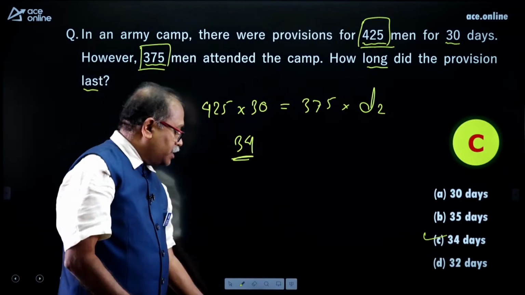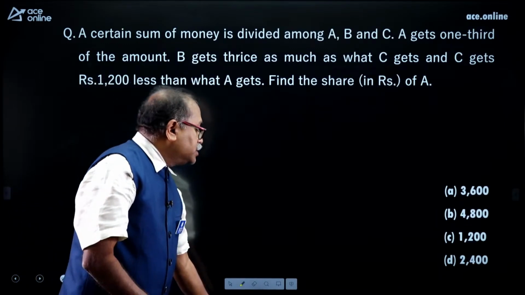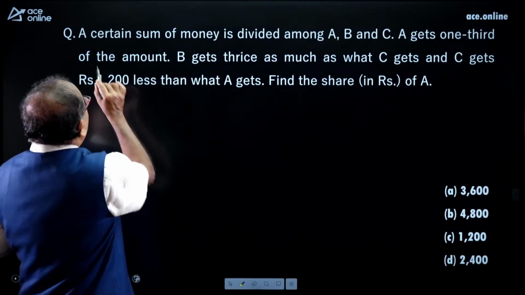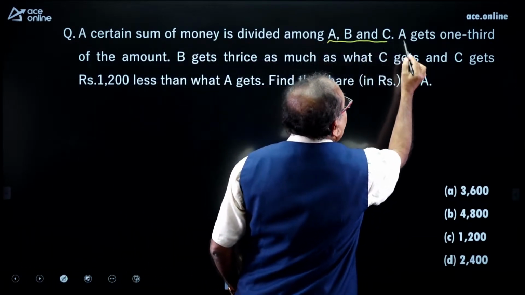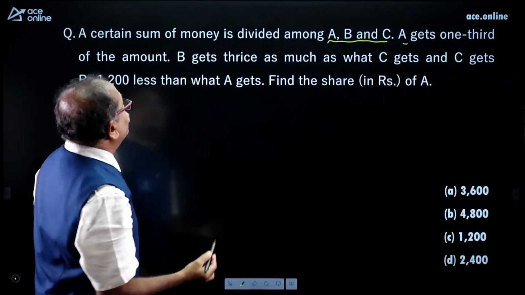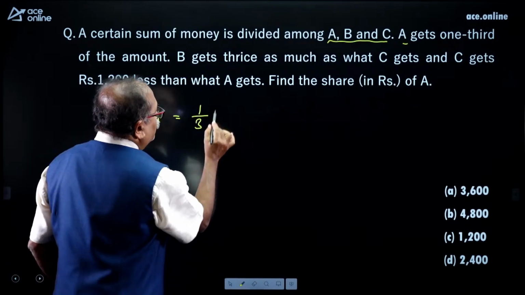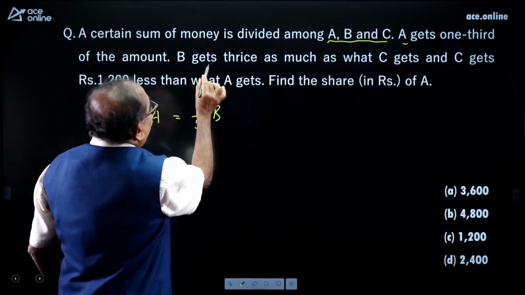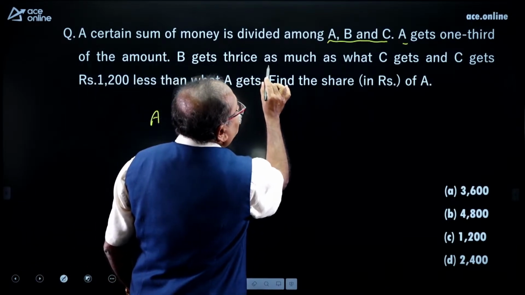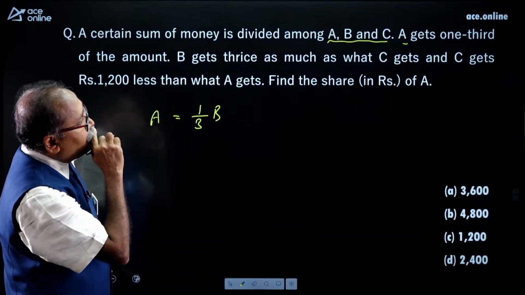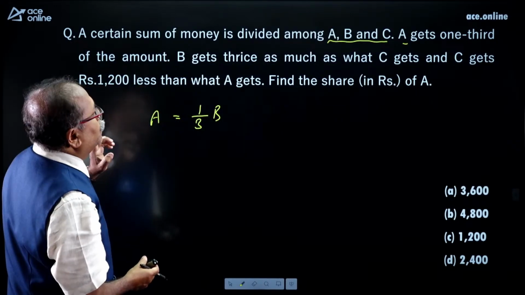Now, move on to the next question. Let's check this one. A certain sum of money is divided among A, B and C. A gets 1/3 of the amount B gets.